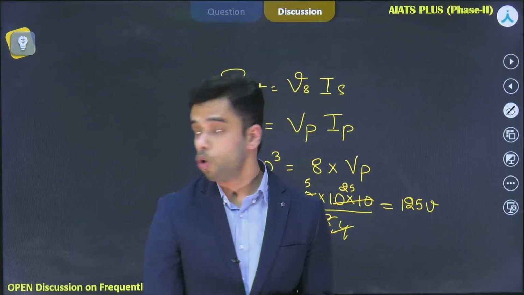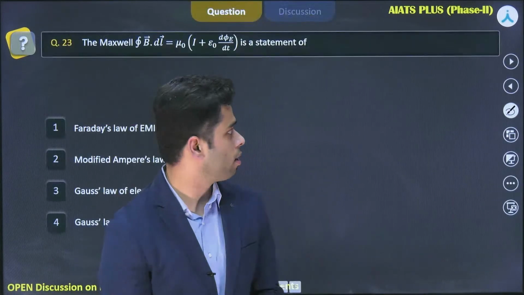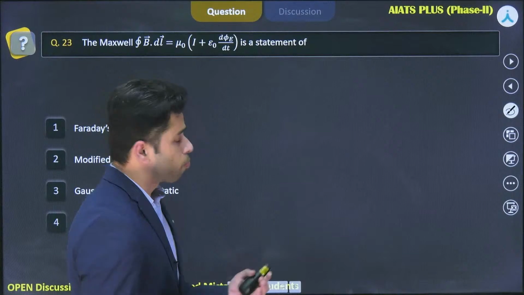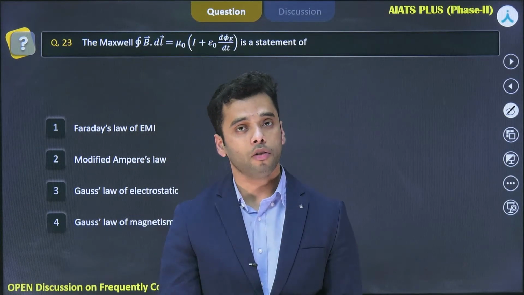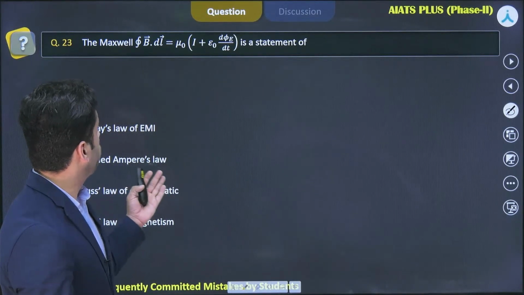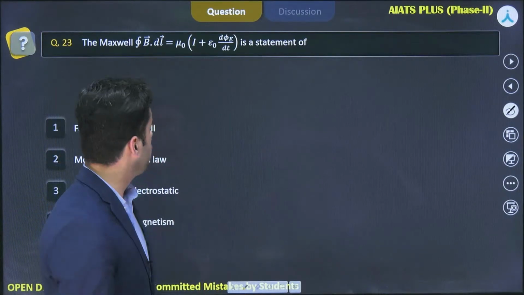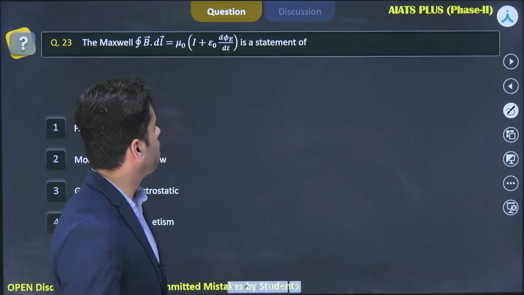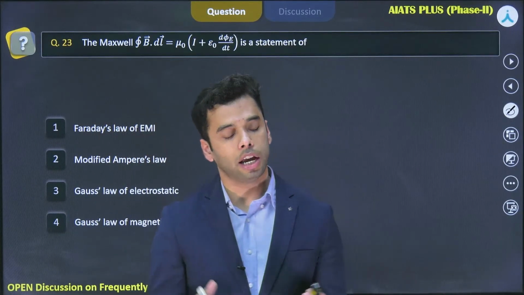So dear students, I hope you understood how to solve the problem of transformers. Now if you understood it, let's move forward to problem 23, and it is a problem based on the chapter of electromagnetic waves. It says that this Maxwell equation, closed integral of B dot dl equal to mu naught times I plus epsilon naught d phi E by dt, is a statement of.